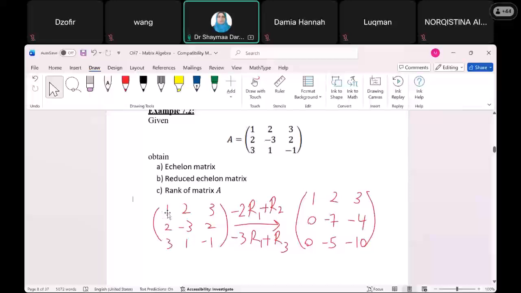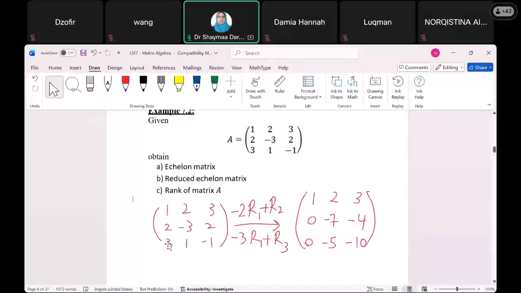So minus 2, how to convert 2 to 0? Use the leading 1. Multiply the leading 1 by the negative of the number. I have 2, so I will multiply the leading 1 by minus 2. So the first row multiplied by minus 2 adding to the second.